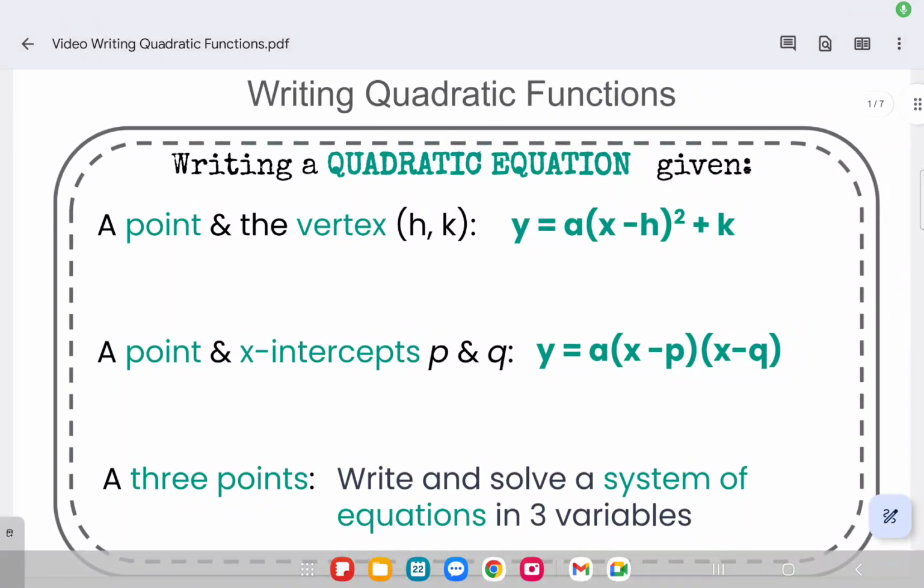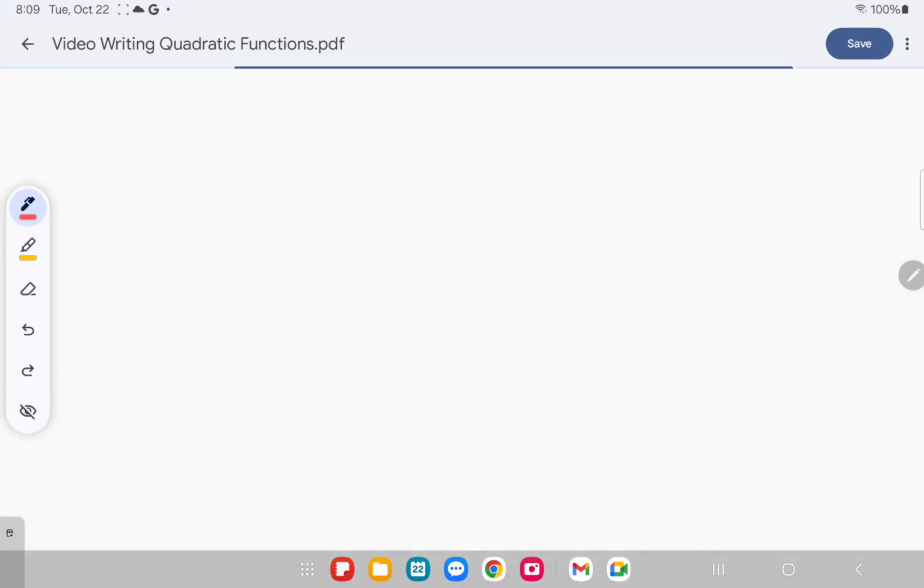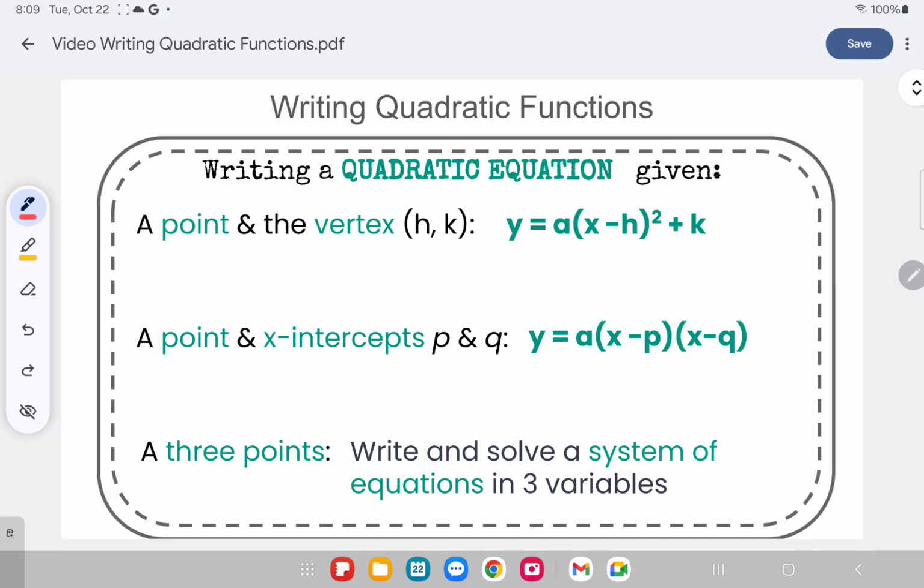When writing quadratic functions, we really have three options because there are three ways we can write a quadratic equation. We can write them in vertex form, intercept form or factored form, and standard form are our options. In order to write something in vertex form, we need to know the vertex, and we need to know any other point other than the vertex.